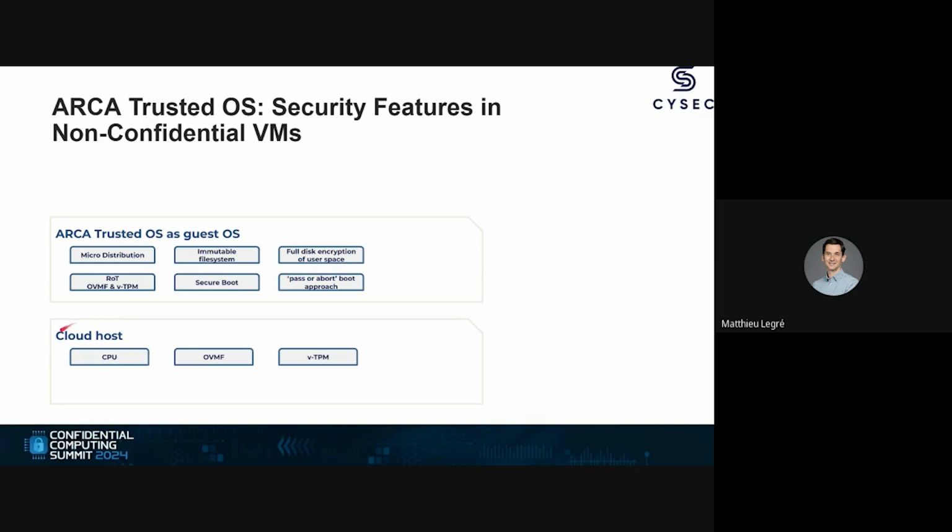In the cloud, of course, we rely on the CPU, on the OVMF, and the vTPM for the root of trust. So this means that in terms of elements that the end user needs to trust, there is the CPU, the OVMF, and the vTPM.